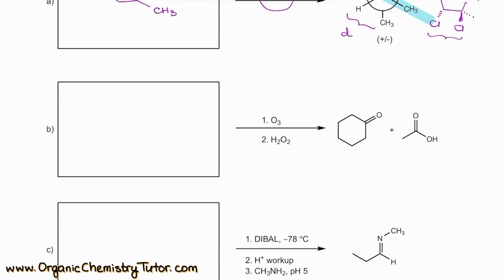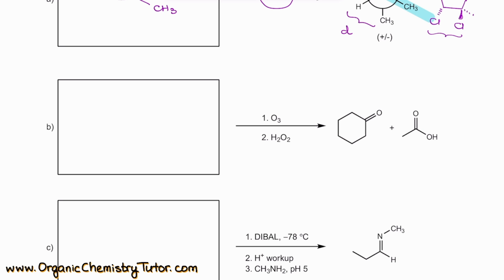Moving to my next reaction here, I'm seeing the ozonolysis. And importantly, in this ozonolysis, I'm seeing that this reaction has the oxidative workup with the hydrogen peroxide, which means that if I were to make any aldehydes, instead of aldehydes, I would make carboxylic acids. So this OH came to us from that oxidative workup.